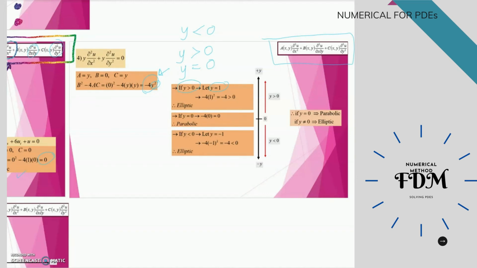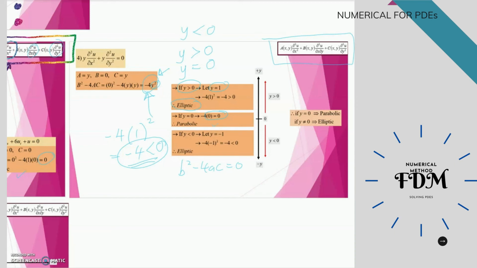because 1 is greater than 0, right? So by substituting y equals to 1 into our solution here, we have negative 4 times 1 square, so we have negative 4. Negative 4 is less than 0. So when you have b square minus 4ac less than 0, you have the solution of elliptic. Okay, what will happen to your equation when you have y equals to 0? When y equals to 0, it goes 0. So b square minus 4ac goes 0, so we have a parabolic type.